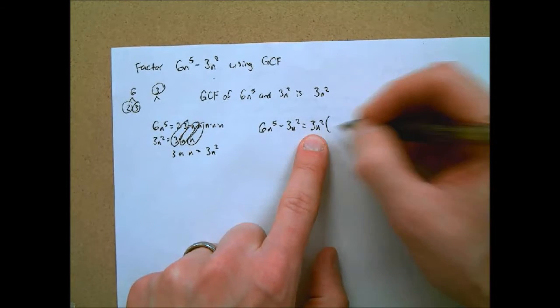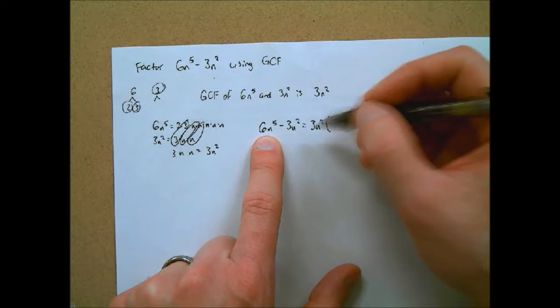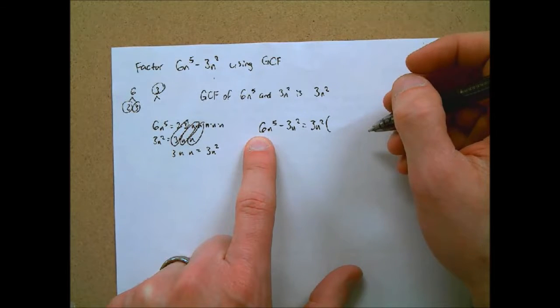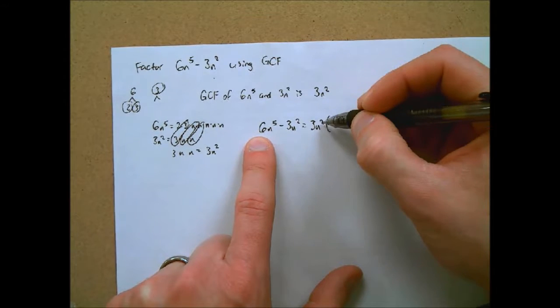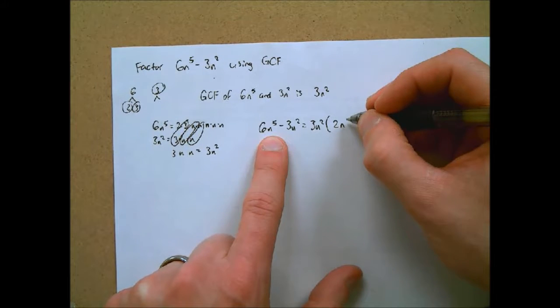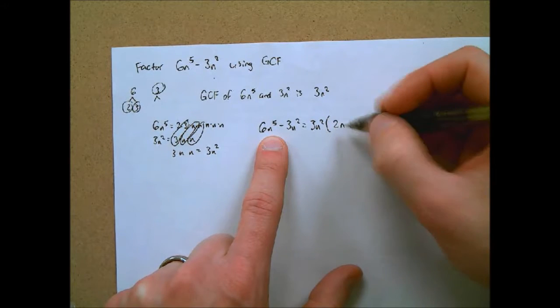then what's left behind from the 6n to the 5th? Well, Mark, if you divided a 3 out of that 6, what's going to be left? 2. And you took an n squared out of n to the 5th, what will be left? N to the what? N to the 1. Nope. You have n to the 5th, you took out n squared, so we're going to have left over n to the 3, right. Perfect.